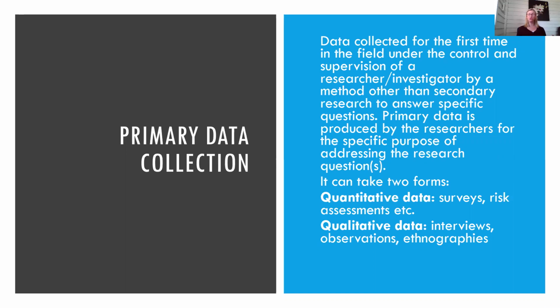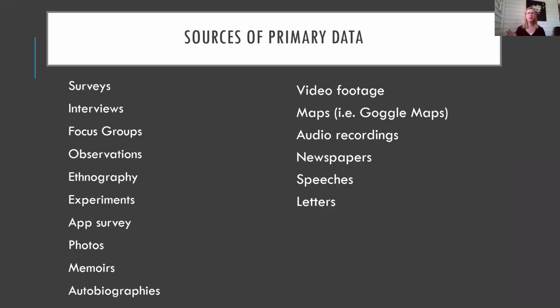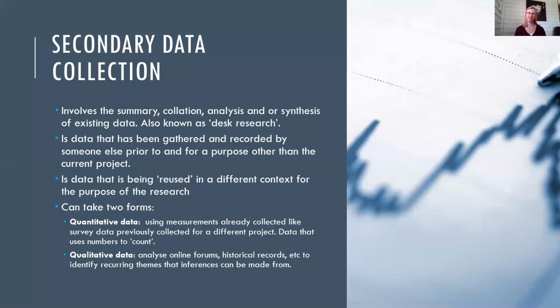Now, we can use either qualitative data, those narratives we spoke about, interviews, ethnographies, observations, or we can use more traditional quantitative type data, surveys, risk assessments, looking at numbers, and that would be included in our primary data collection. It can come in all sorts of forms. So we don't just need to consider numbers as data, we can use all sorts of different sources. Newspapers, analyzing speeches, even looking at maps.